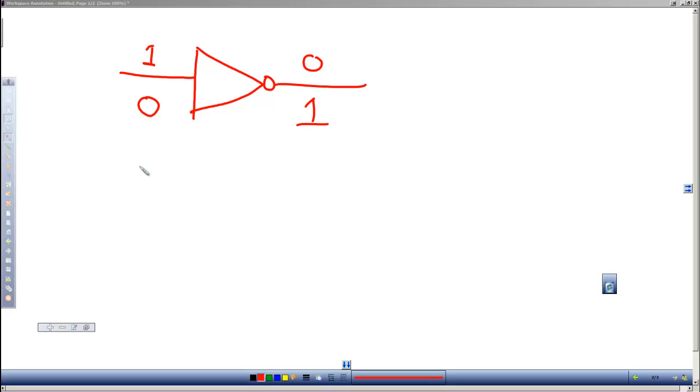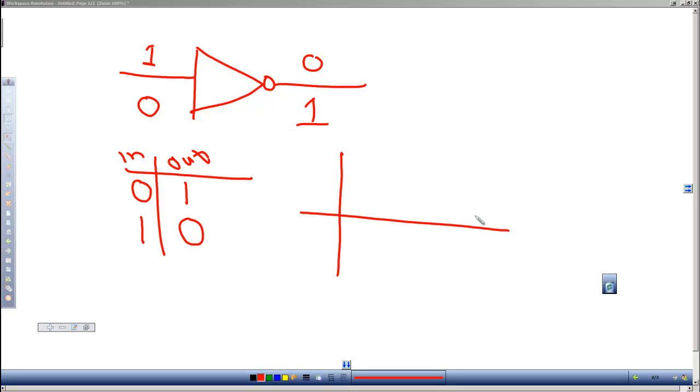So it takes the input. If the input again is a 0, the output would be 1. If the input is 1, the output is 0. It merely flips or switches that.